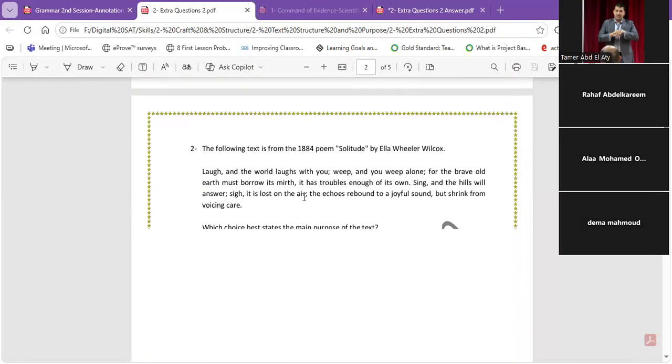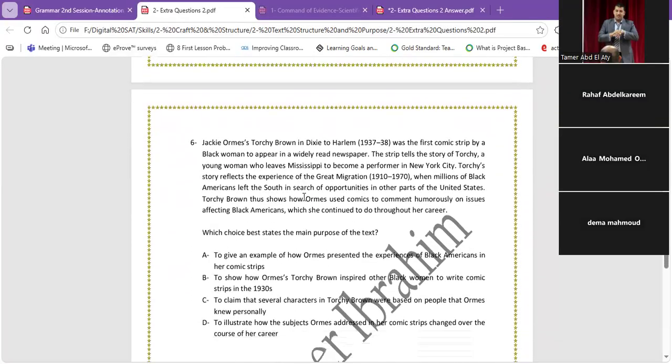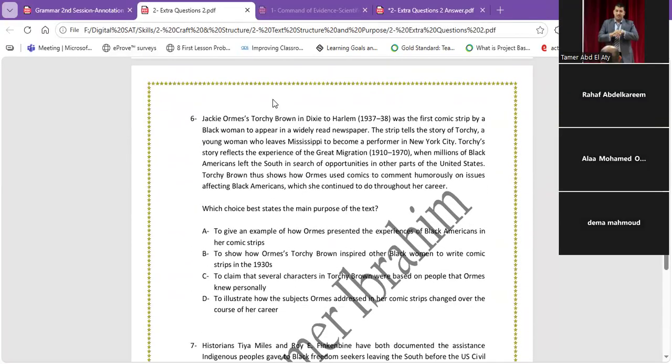Perfect. So now it was the homework of last time. We solved till number 5. Now you're going to start solving number 6 and write the answer in the chat box, please. Solve number 6 and write the answer in the chat box, please.